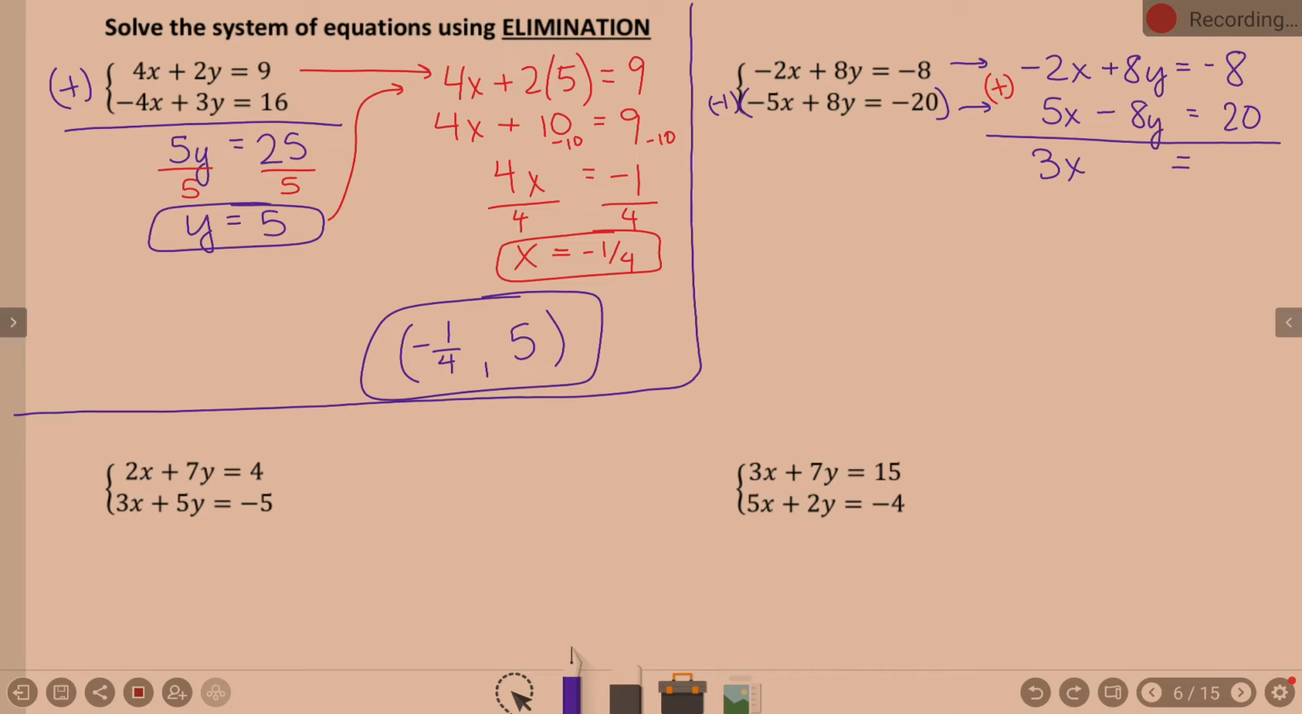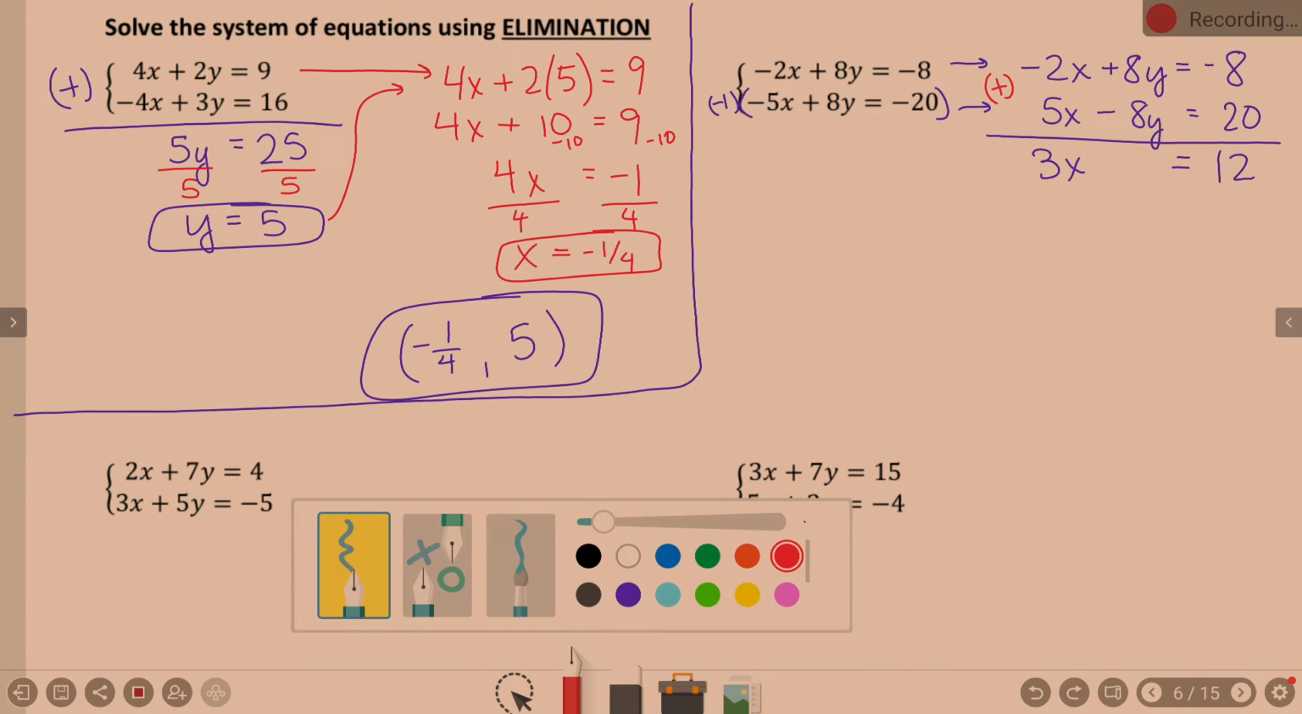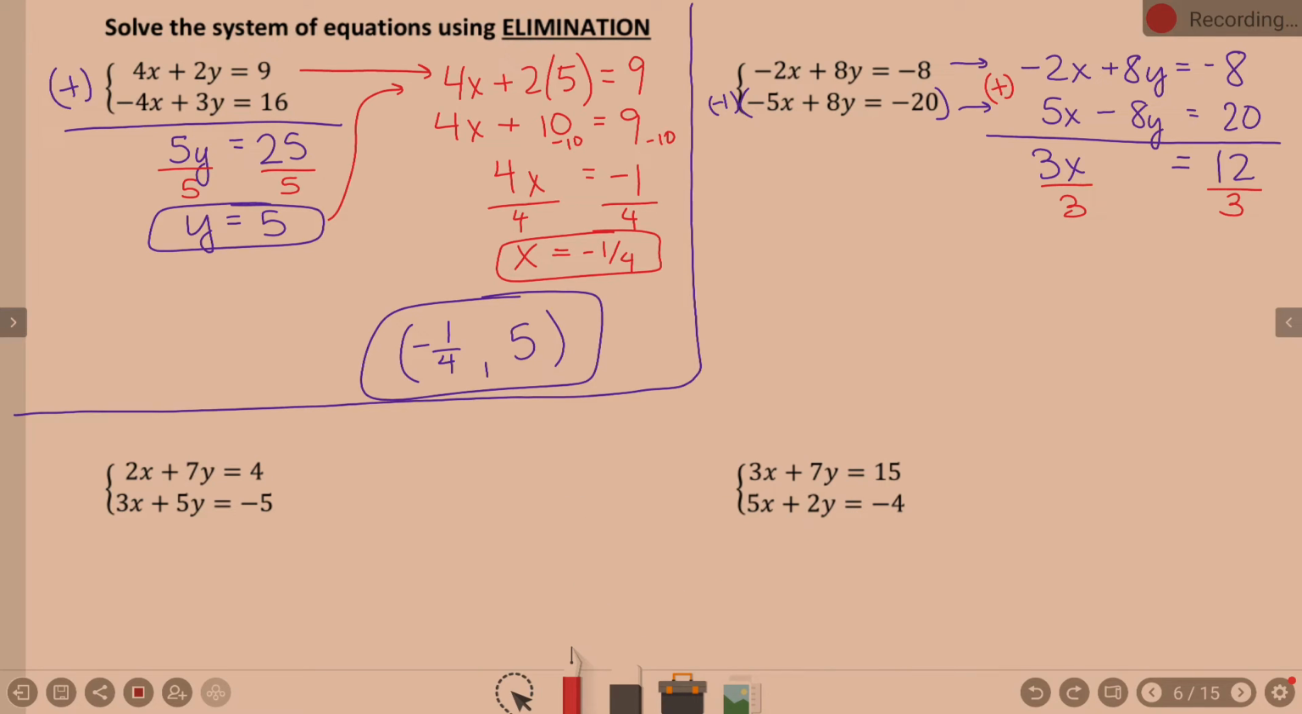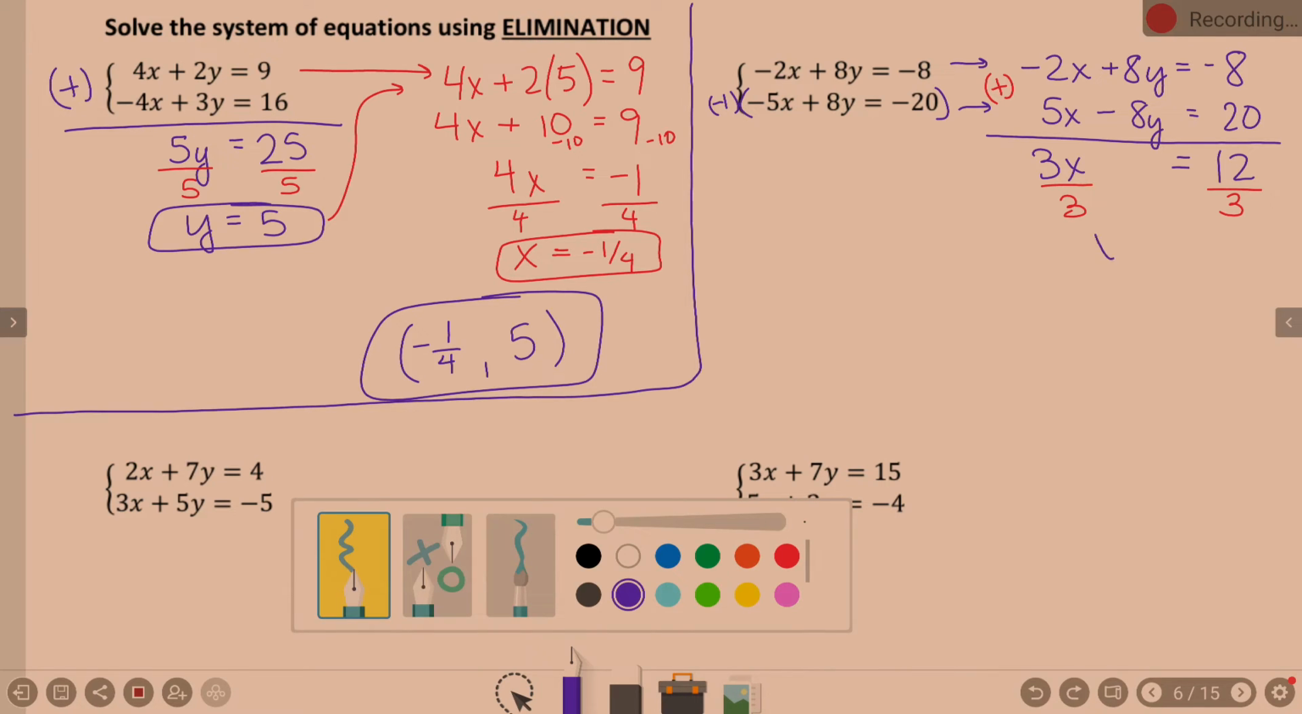You knew what I was looking for. I actually just said -8 plus 12, though, didn't I? Okay, let's try this again. -8 plus 20 is 12. See, my brain was working ahead. If I have 3x equals 12, what are we going to do? Divide by the 3. And we get an answer of x equals 4.